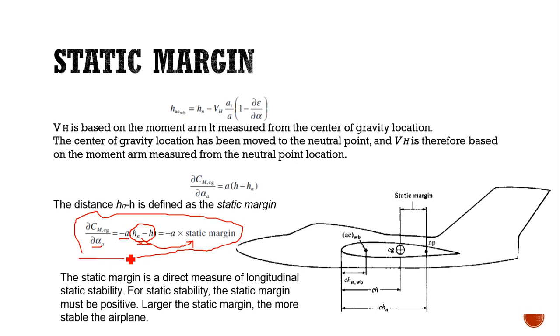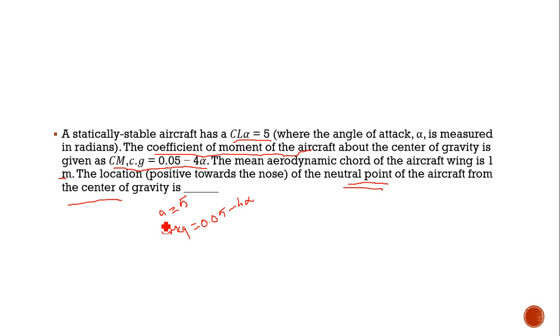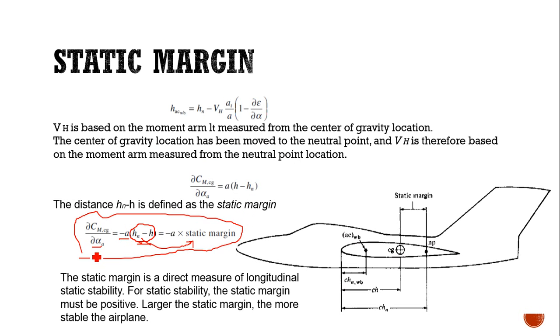Okay. So here the given data is CL alpha equal to 5, that is the lift curve slope a equal to 5, and CM_cg equal to 0.05 minus 4 alpha. But the formula is for dou CM_cg by dou alpha, and we only have the expression for CM_cg. What can we do?